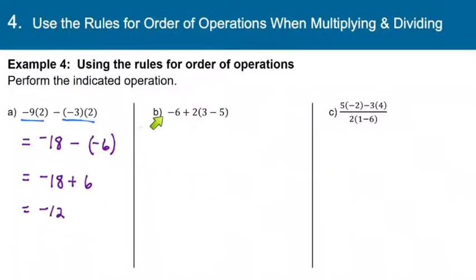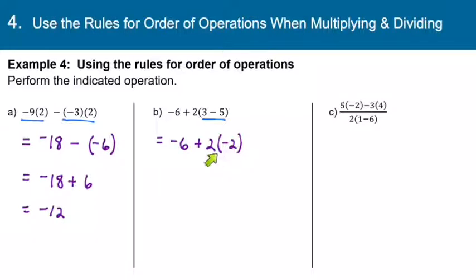Now let's look at part B. Here we have negative 6 plus 2 times 3 minus 5. And again, we have to decide what to do first. So we think about PEMDAS, and we know that P stands for parentheses or grouping symbols. And I see that we have an operation here inside this grouping symbol. So let's do that first. 3 minus 5 is the same as 3 plus negative 5. And of course, that's going to be negative 2. So we're going to have here negative 6 plus 2 times negative 2. Okay, now we have to decide what to do here.